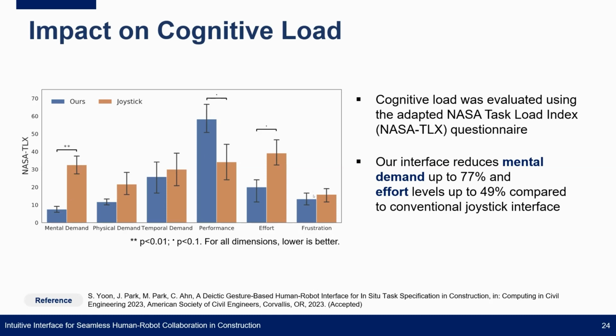As you see here, on average our interface demonstrated better scores in terms of mental demand, physical demand, and effort, which means that when subjects use their own gestures and the laser pointer, they feel less mental demand and physical demand. To summarize, our interface reduced the mental demand by up to 77% and the effort level by up to 49% compared to the joystick interface.